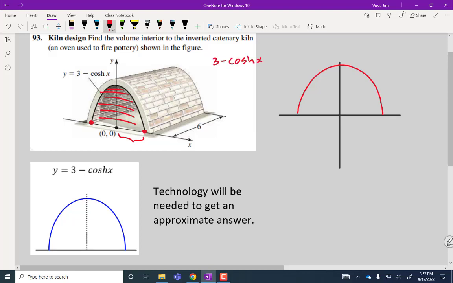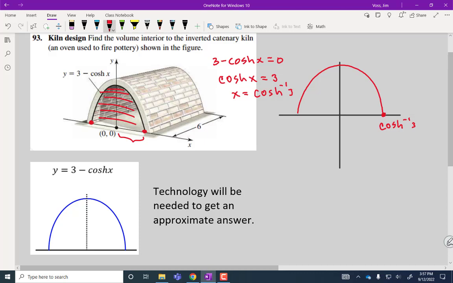So when we set our curve equal to zero, we are going to get cosh of x is equal to 3. And if we want to solve that for x, we have to take the inverse hyperbolic cosine of both sides. So this point right here is inverse cosh of 3. Again, the inverse hyperbolics, we don't have special angles, so we're not going to know what that number is. It's just some irrational number. We can type it into our calculator and find out.